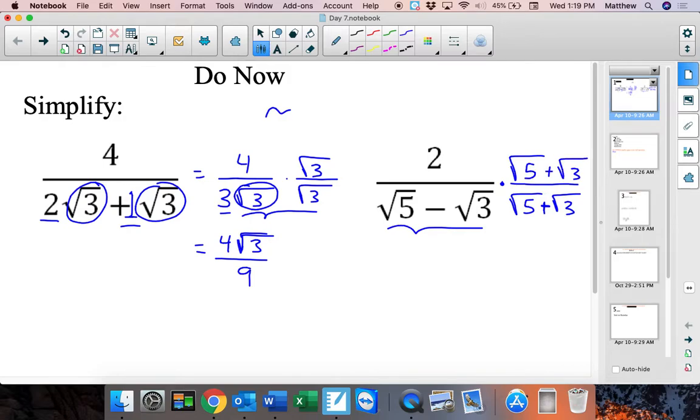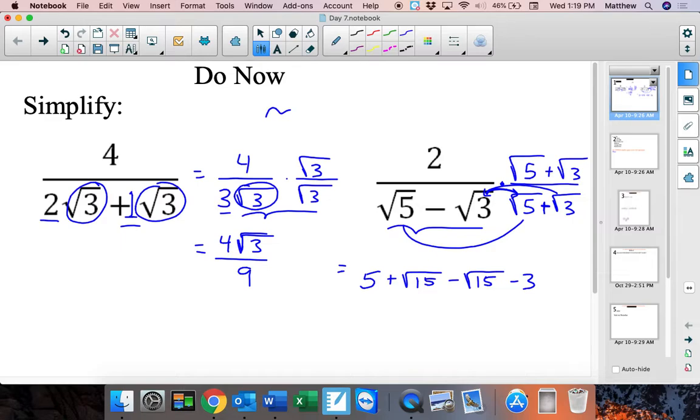Okay. My new denominator, well, we have to FOIL this out. So root 5 times root 5 is 5. Then if I go outside, so this was my first, outside I'm going to get plus root 15. Inside, this root 3 times this root 5 is minus root 15. And then my last term, minus root 3 times plus root 3 is going to be minus 3.